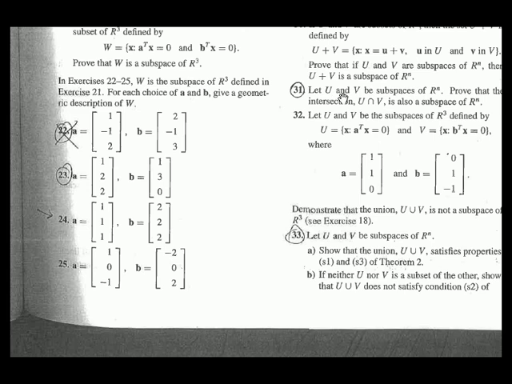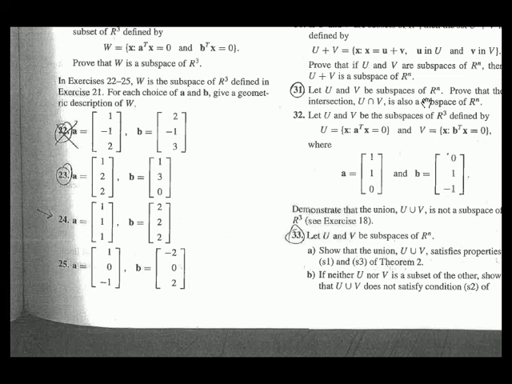On the other hand, the intersection of two subspaces is guaranteed to be a subspace. That's your problem 31, and prove that. You take any vector that's in the intersection, that means it's in both subspaces, and take another vector that's in both subspaces and add them together. Both vectors are in U, therefore the sum is still in U, because U is a subspace. They're both in V, therefore the sum is in V, so it's still in the intersection.